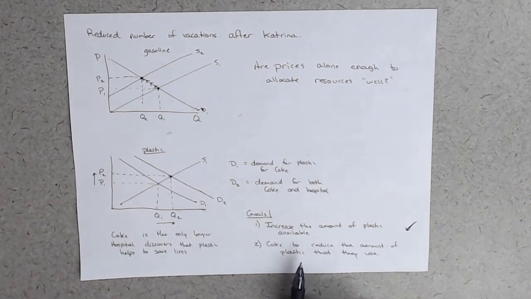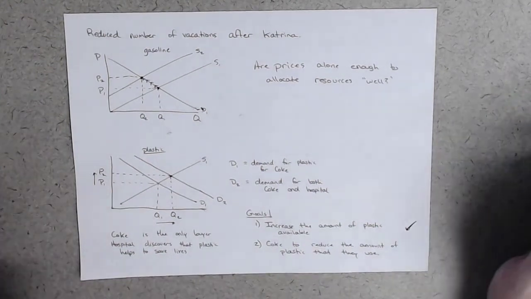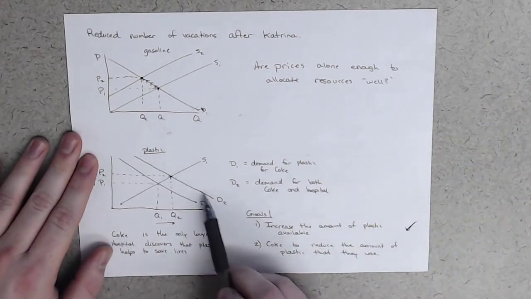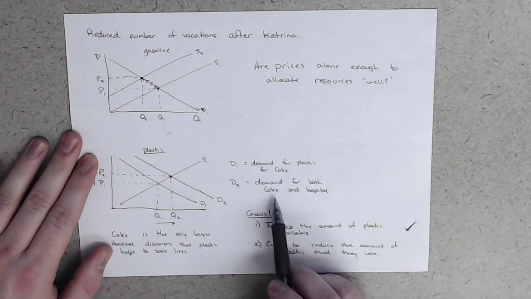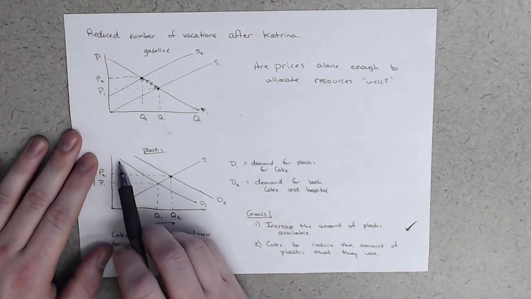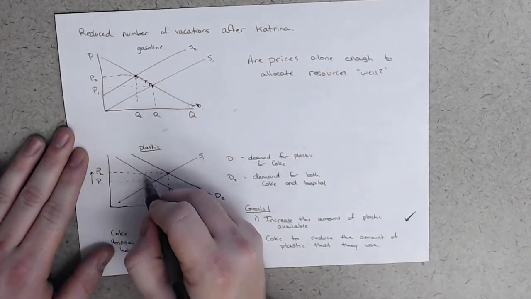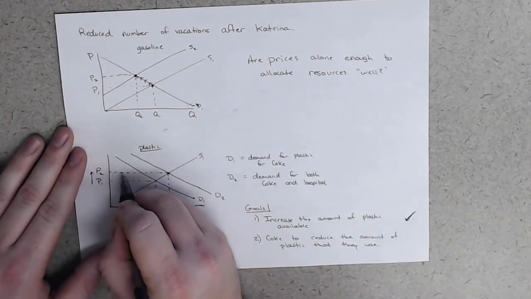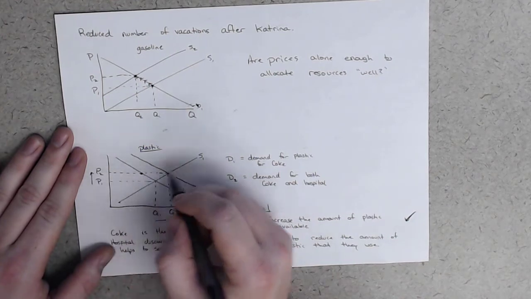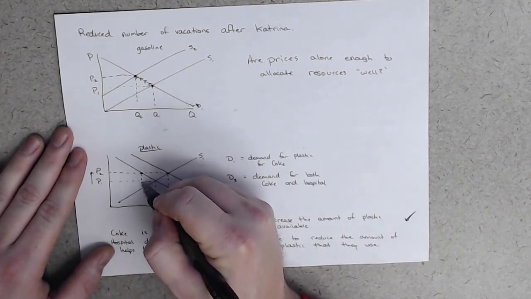Well, for here, we need to realize a really clever trick. This demand curve, D2, is the demand for both Coke and the hospital. And this demand curve here is the demand curve for just Coke. And so at the new price, we can come straight over to where we hit the old demand curve.